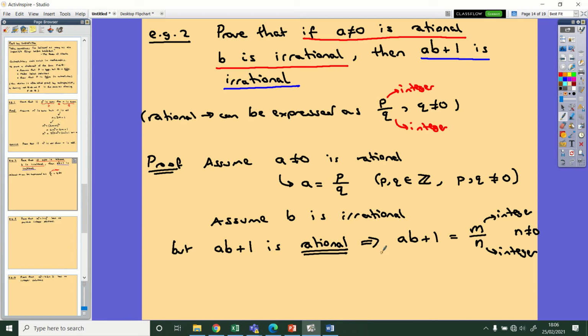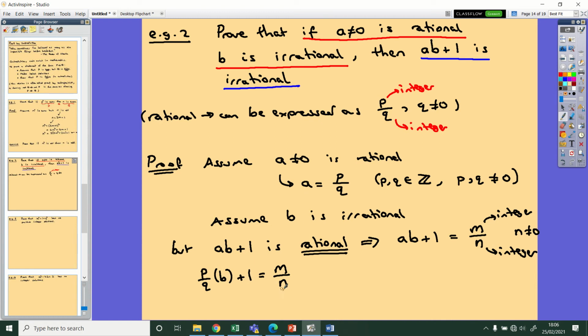Right, let's do some logical steps here. So I think what we should do now is replace A with my P over Q, and then our aim is to get a contradiction, and our contradiction will be to do with the fact that B is irrational. So let's do that first of all. Let's replace A. So we've got P over Q times B plus 1 equals M over N. Now I'm going to solve this for B.